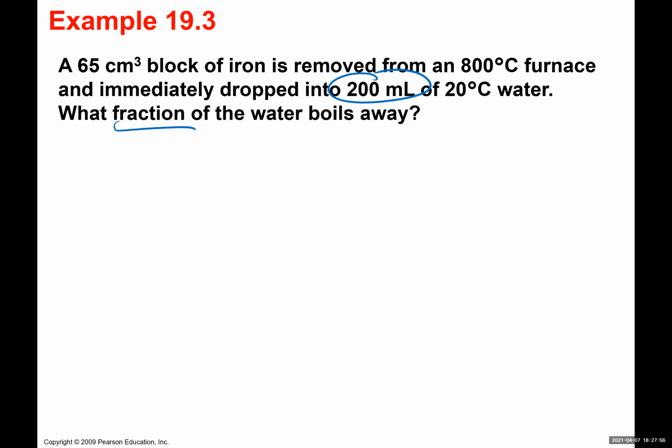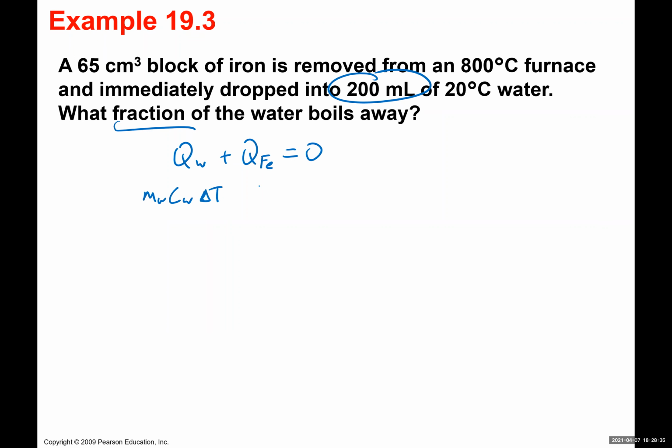Okay, that means what we have here is an interaction between two objects, a block of iron and water. And again, the same thing we can do is say Q for water plus Q for iron, in this case Fe for iron, is equal to 0. That means their sum will give me 0. What I have here is then mass of water times specific heat of water times delta T.